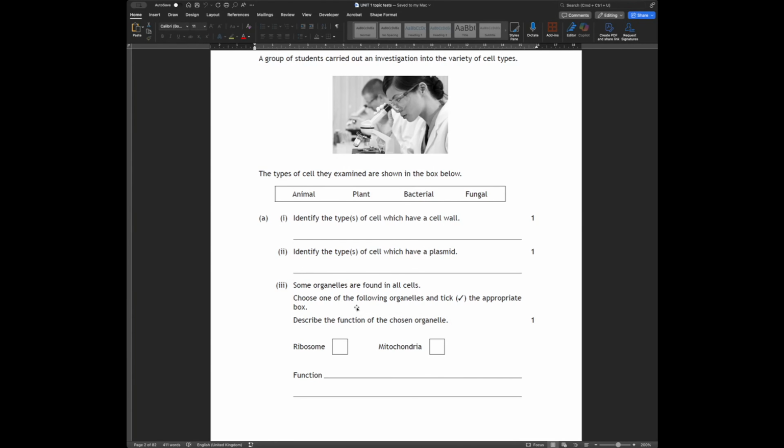Part 3, some organelles are found in all cells. Choose one of the following and tick the appropriate box. Describe the function of the chosen organelle. So if you chose the ribosome, you give that a tick and you write down the function.